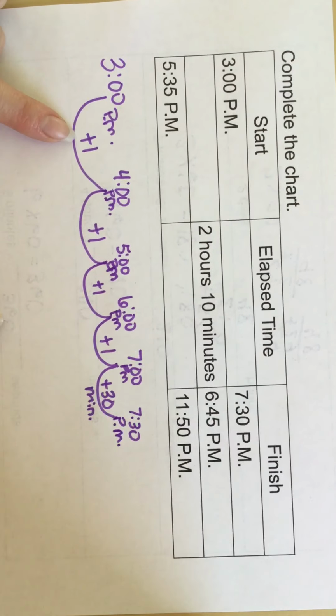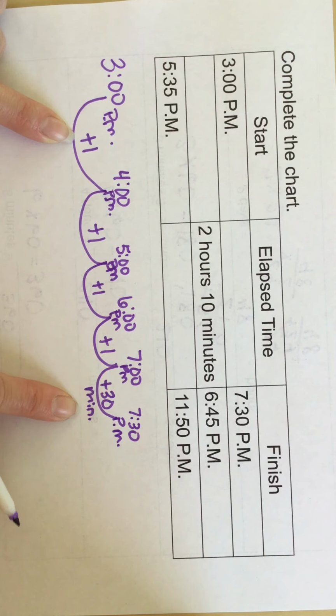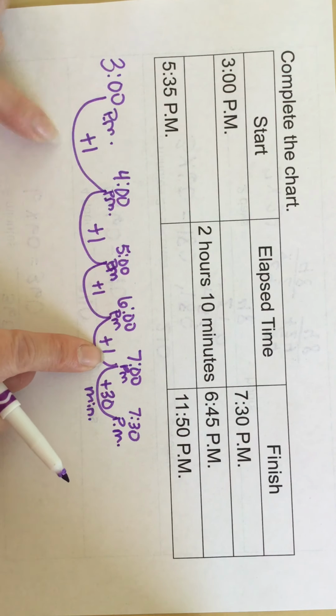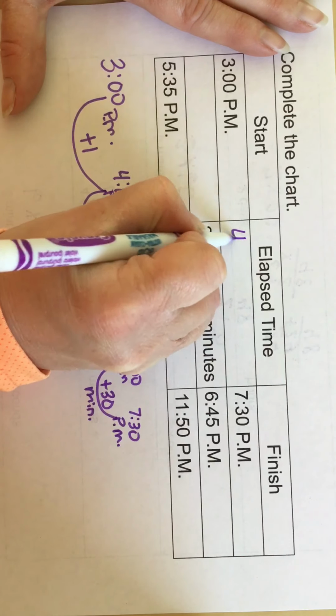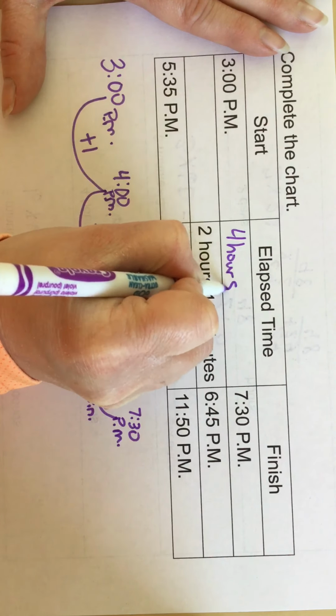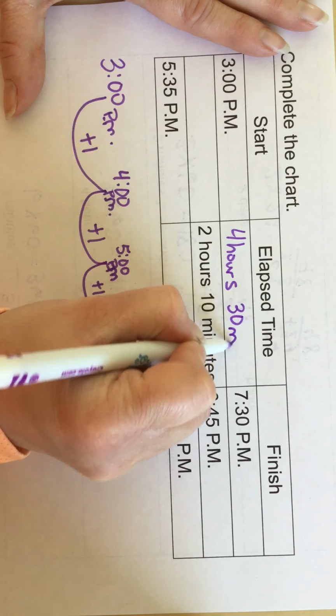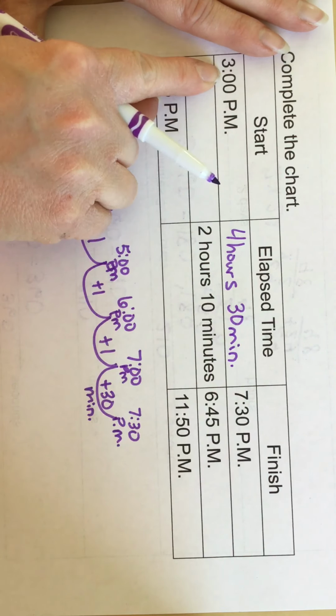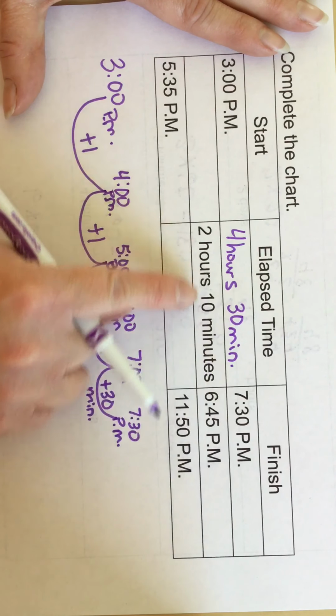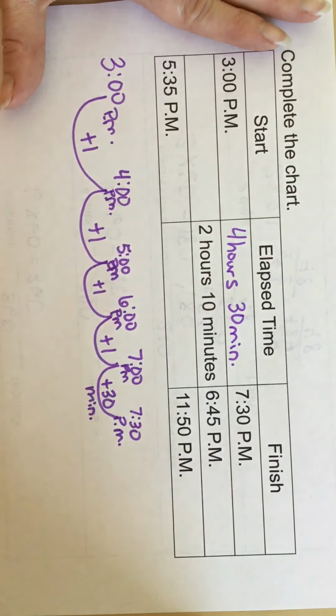So now I have to go back and count how many hours and minutes there are. Well, let's count our hours first. 1, 2, 3, 4. 4 hours and 30 minutes. So the time between 3 p.m. and 7:30 p.m. is 4 hours and 30 minutes.